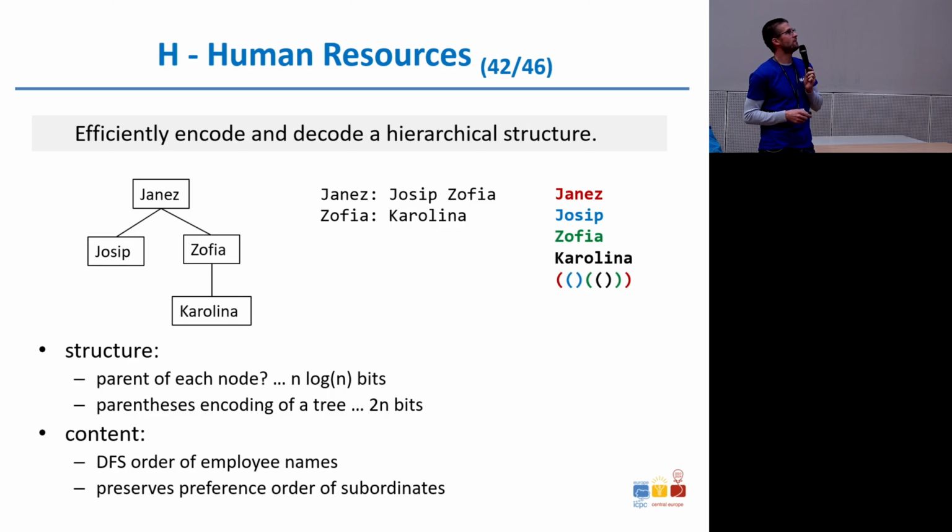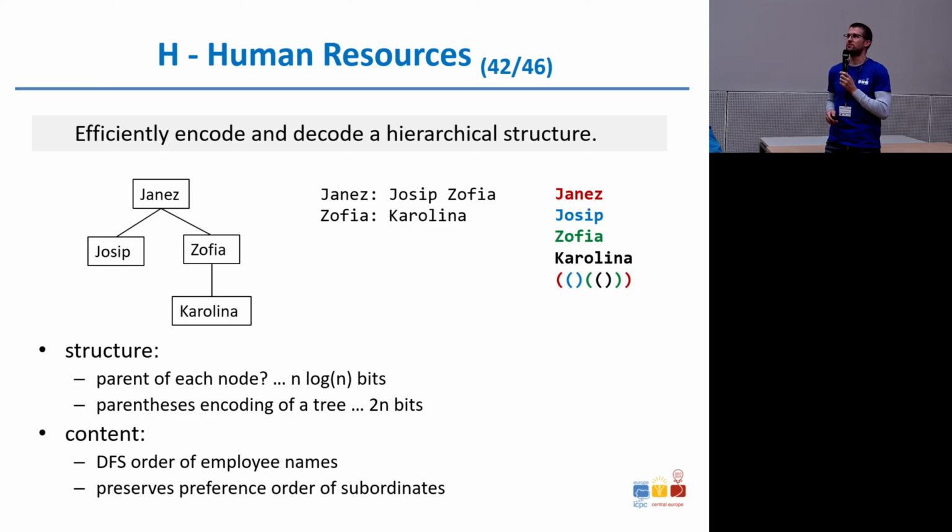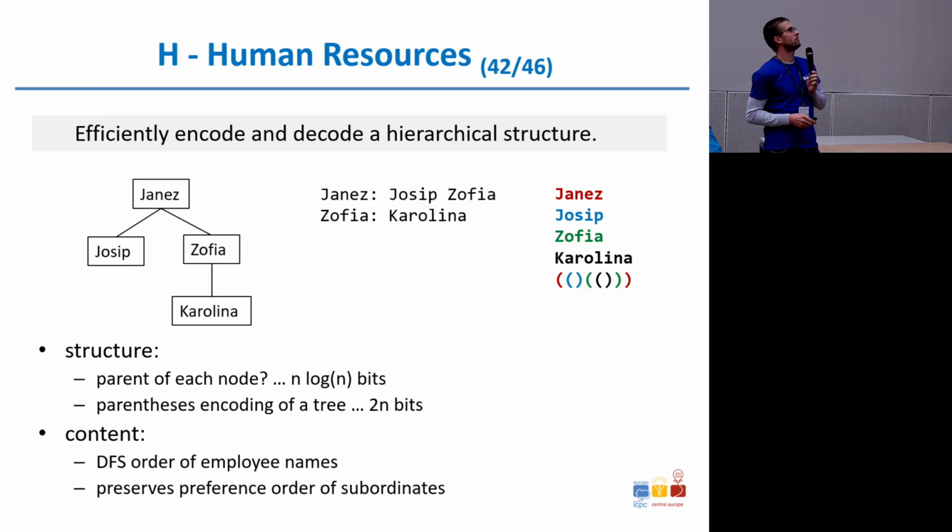Josip and Zofia, and they will be in this same order if we run a depth first search on this tree. Okay. You are also pretty successful once we fixed our issues. Moving on.